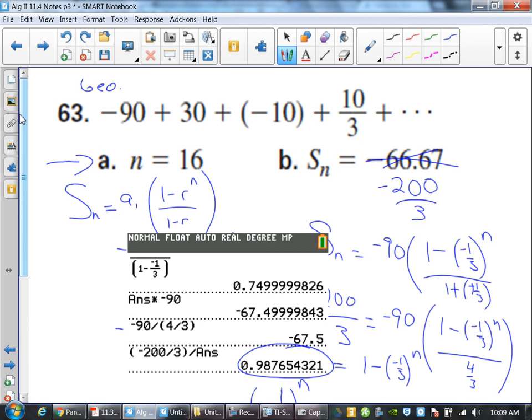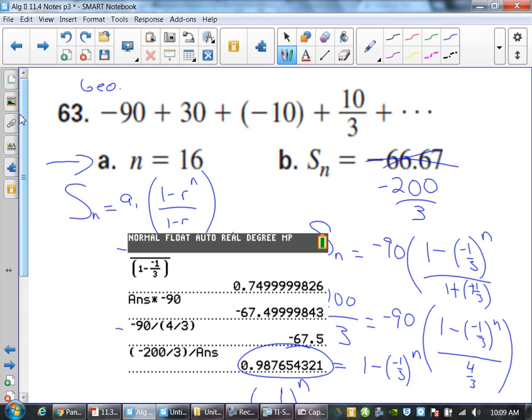What's the only thing you have to worry about with r for infinite geometric series? The absolute value has to be less than 1. It's the only thing you have to worry about. If it is greater than 1, it is no sum. No sum? No sum. So can we say no solution? It can't be 1 either.